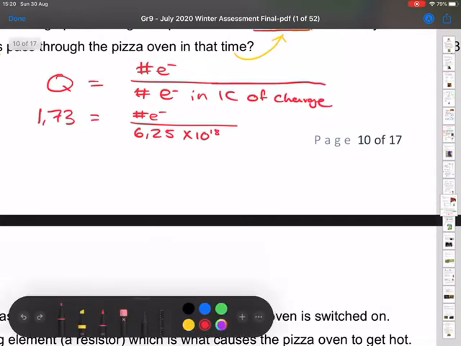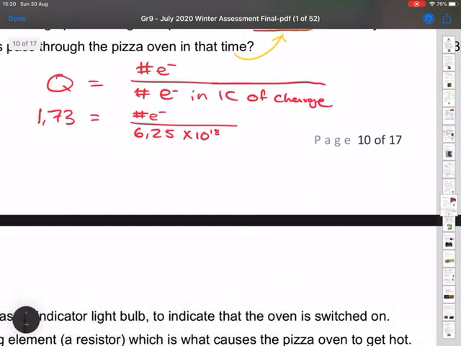Okay, rearrange and you get the number of electrons. So you're going to basically multiply those two by each other. So 1.73 times by 6.25 times 10 to the 18, put it in brackets so that your calculator doesn't mess up the BODMAS. And that will give you number of electrons 1.08 times 10 to the power of 19, and your answer is electrons.